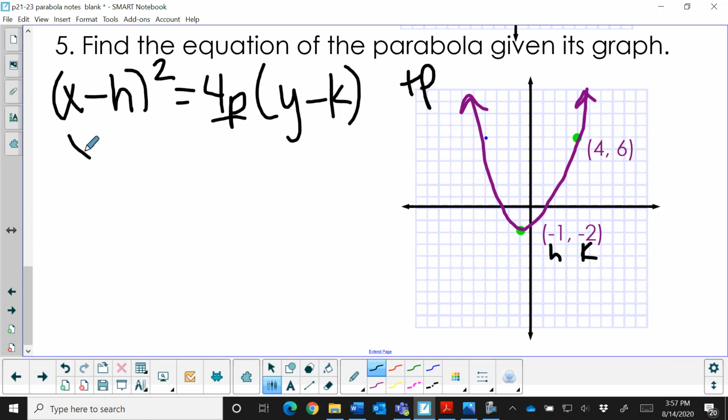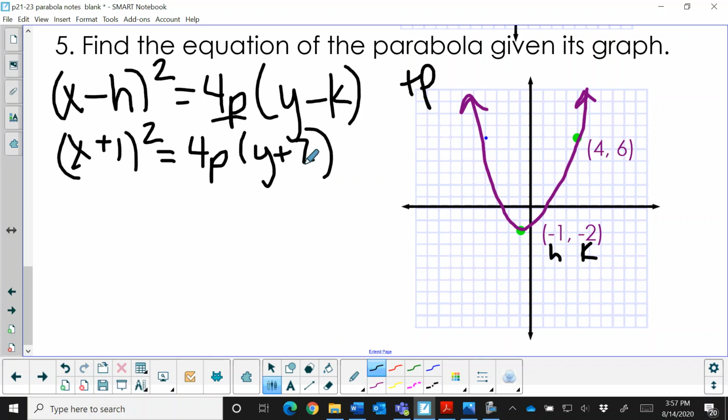Now we already know h and k, so let's plug in our h and k from our vertex. So I'm going to have x plus 1 quantity squared is equal to 4p times y minus k. Y minus negative 2 is plus 2. So always plug in that opposite sign. Now, we don't have the 4p, which we do need to find. And we don't know where the focus is, so that's not going to help us. But we do have a point. And what do we know about a point?